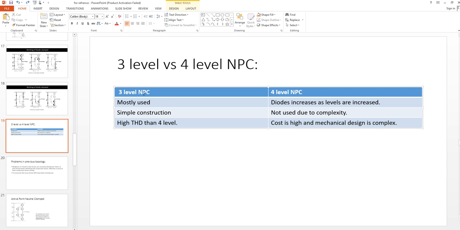Okay, the 3 level neutral point clamped is mostly used nowadays since it has a simple construction, but the harmonic distortion will be higher as compared to 4 level. In 4 level the number of diodes is increased, as we have to increase the number of levels, so the diodes will increase. This is not used nowadays because it is much more complex as compared to 3 level neutral point clamp, its cost is very high and the mechanical design will be very complex.